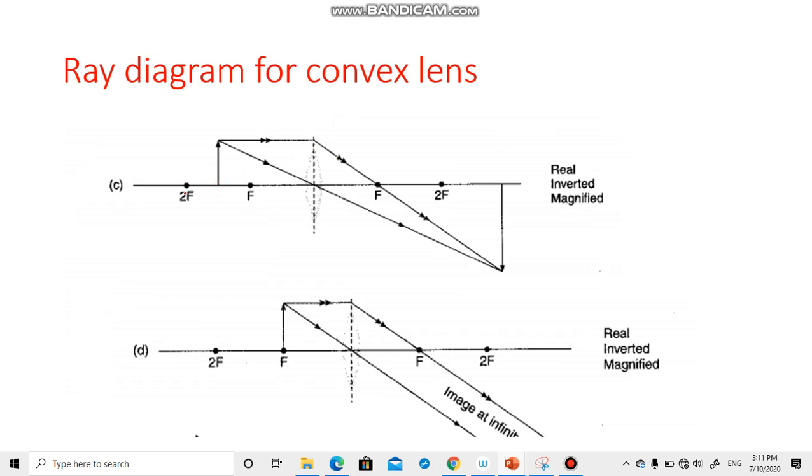Third case, the object is placed between the center of curvature and the focus. Now here this parallel ray will pass through the focus, and the one which is going through the optical center, they will both meet beyond the center of curvature on the other side. So it is real, inverted and magnified.